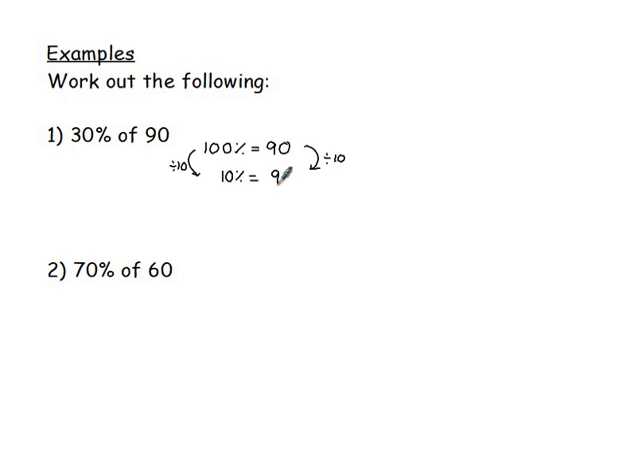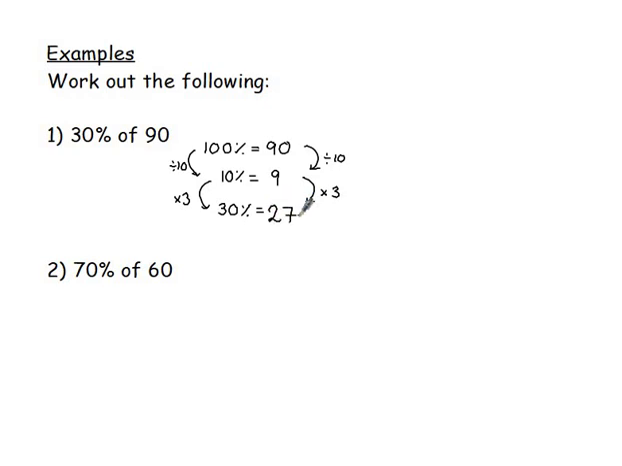Now we've got our 10%, we can get to our 30%. So 10 to 30, we need 3 lots of it, 10, 20, 30. So we need to times it by 3. So you take the 9 and you times it by 3. 9 times 3 is 27.